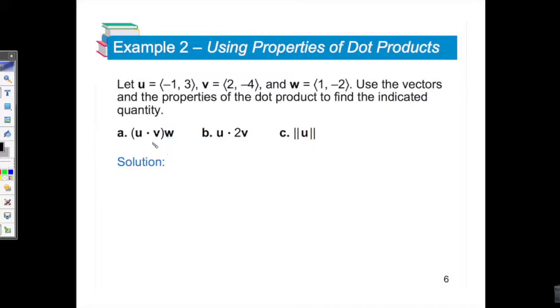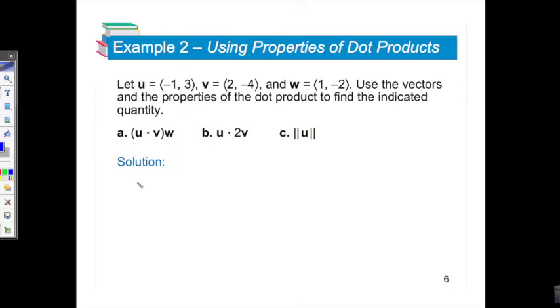So like I said before, when I have the dot product of two different vectors, what I should get is a scalar, or just a number. So I'm going to get a number here, and that number is going to multiply the vector w. So my end result should still be a vector. So let's see what we get here.